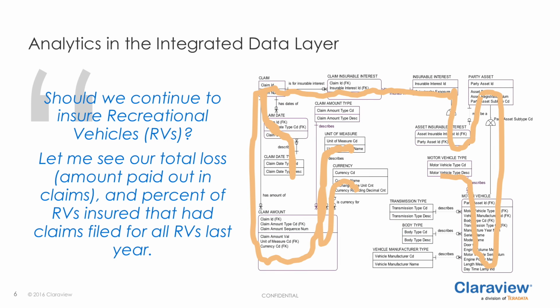Let's look at the simple business question. Should we continue to insure recreational vehicles? To answer the question, I need to look at my total loss and my percent of RVs insured that had claims filed for all RVs last year. The yellow highlight shows the entities from my integrated data layer that are required to answer the business question.